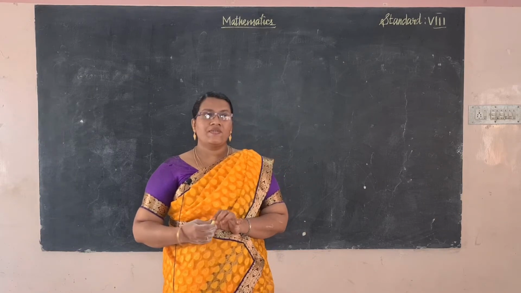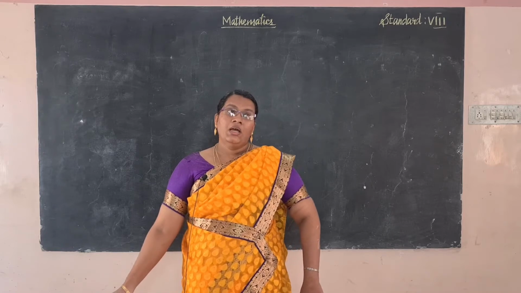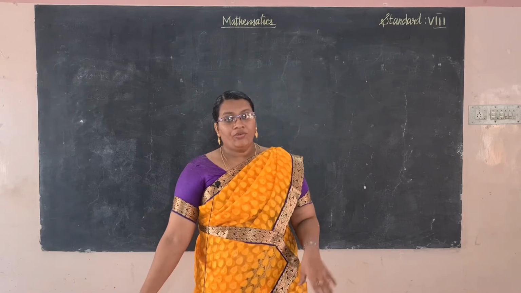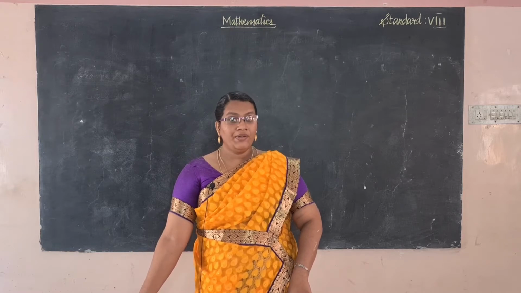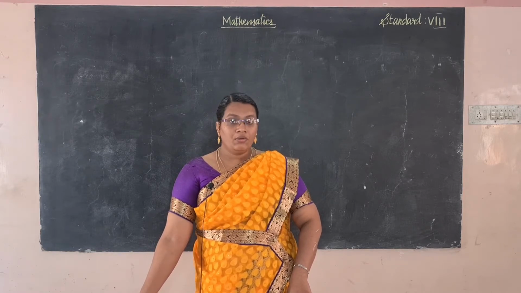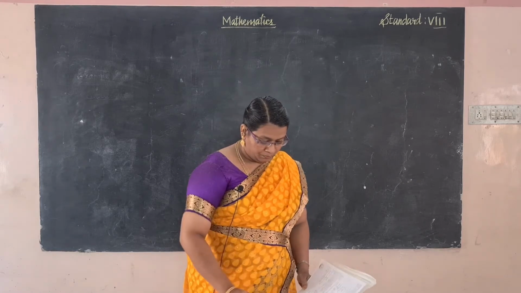In the previous class we have learned three types of formula for compound interest: compound annually, half yearly and quarterly. I hope you have understood the previous concept. Today we are going to do the exercise problems. Exercise 8.2.